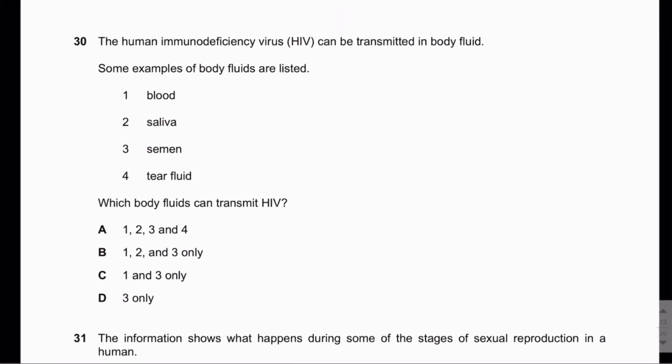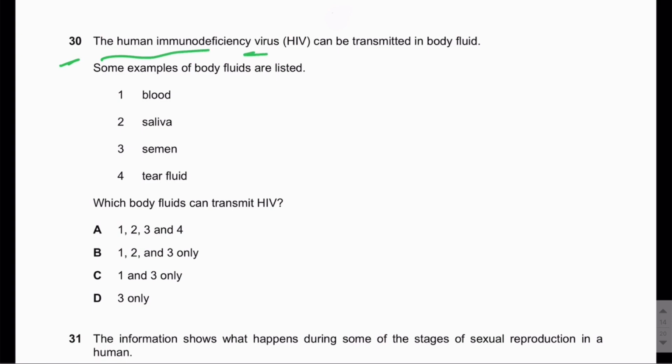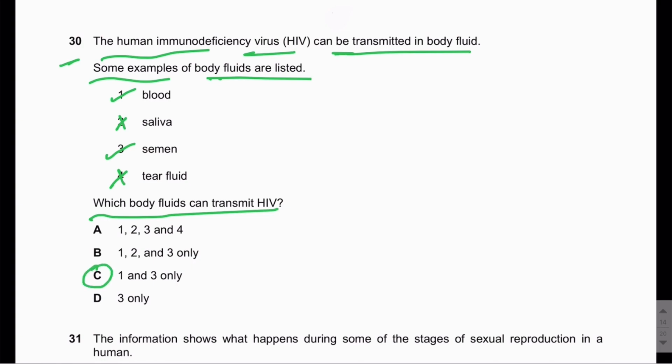Let's move on to MCQ number 30. The human immunodeficiency virus HIV can be transmitted in body fluids. Some examples of body fluids are listed. Which body fluids can transmit HIV? So, guys, blood can transmit HIV, semen can transmit HIV, saliva does not transmit HIV, tear fluid does not transmit HIV. The answer is C. You need to know that HIV is present in body fluids, and the fluids that mainly transmit HIV are blood and semen. HIV can also be transmitted in breast milk, which is not here in the options.